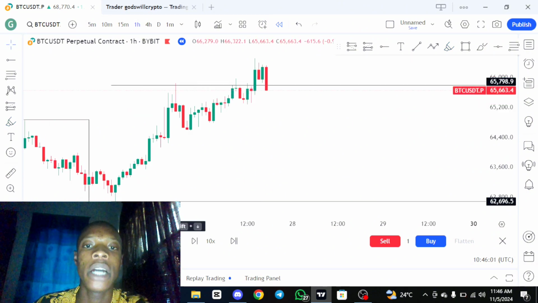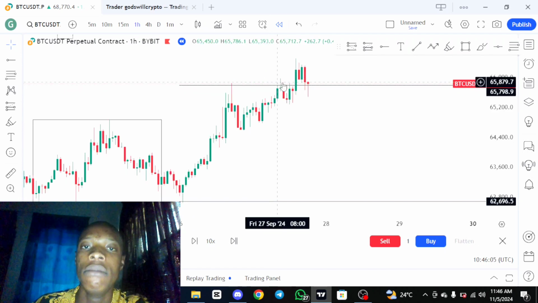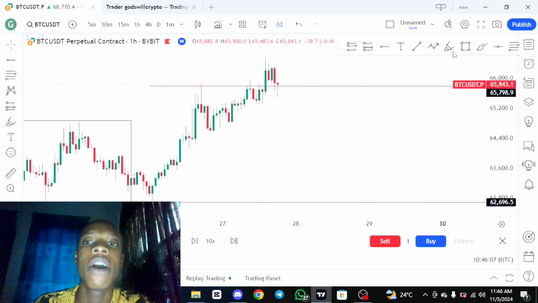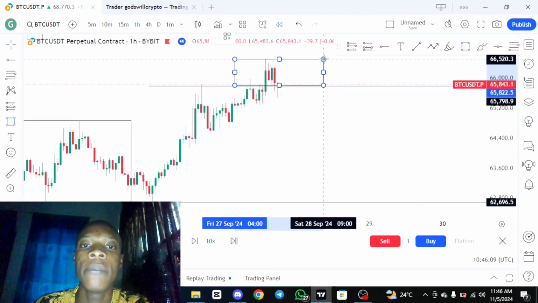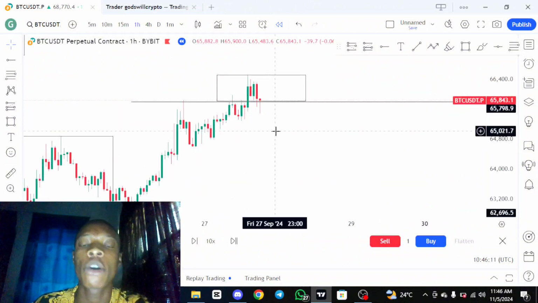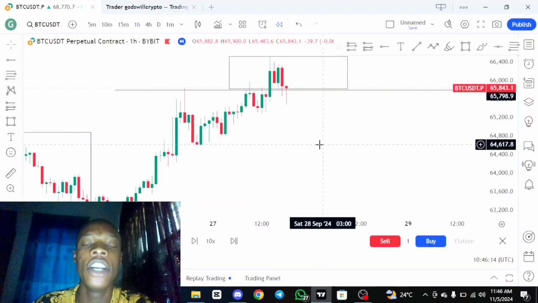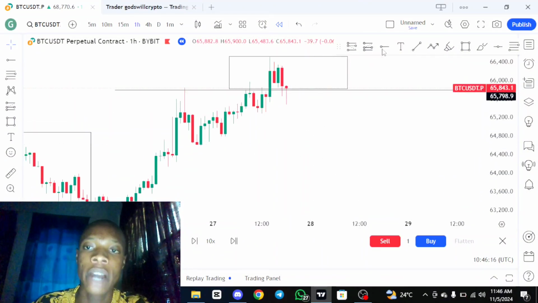Okay, the break has happened. So this is the manipulation phase. You should remember that. Now after this manipulation phase, what am I expecting? A distribution phase. So I'm likely going to wait for a shift in market structure, right? A shift in market structure.